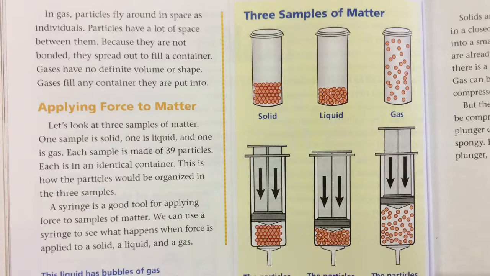We can use a syringe to see what happens when force is applied to a solid, a liquid, and a gas. The diagram to the right shows a solid, and when force is applied, the particles of a solid are touching and bonded tightly. In a liquid, the particles are touching, but they can move. Last is gas. The particles of a gas have a lot of space between them. In the picture below, it shows that this liquid has bubbles of gas floating through it. The liquid and gas have different properties.